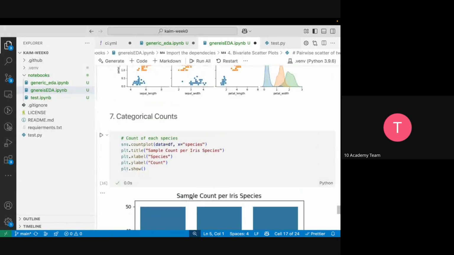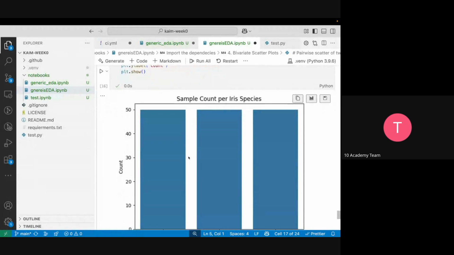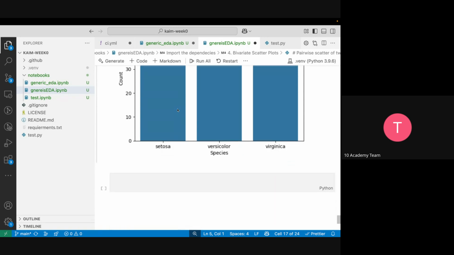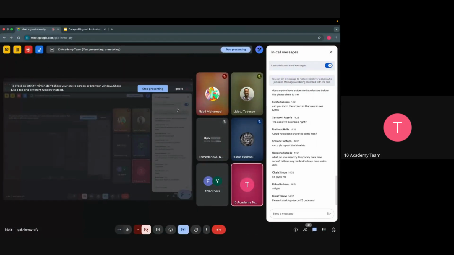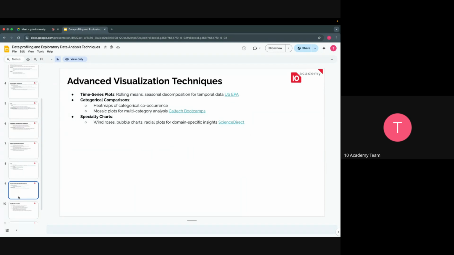And finally, we have the categorical count. This is going to help us identify if some categorical values are overrepresented while others are underrepresented and so on. But for our data set, all of the species have 50 counts, or 50 data points. So that's good. So yeah, that's what we have talked about so far. Let me just finish up the slides and we can go to the Q&A.